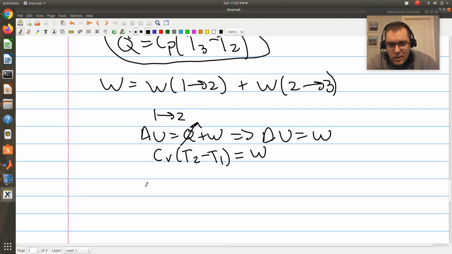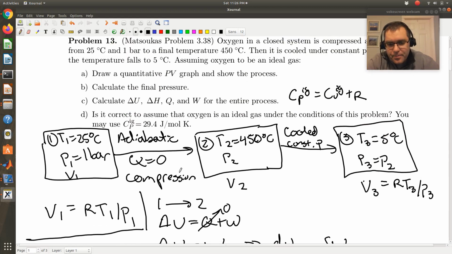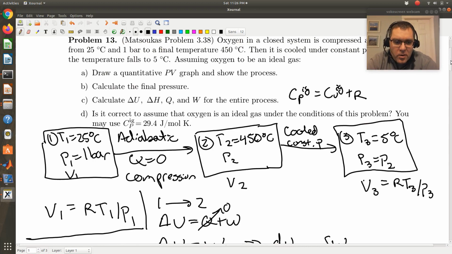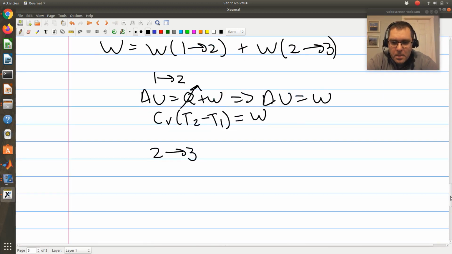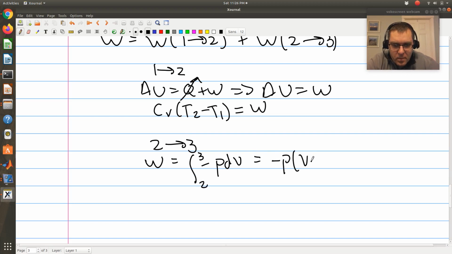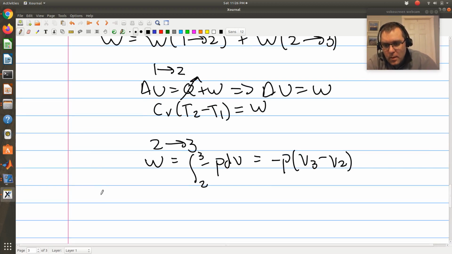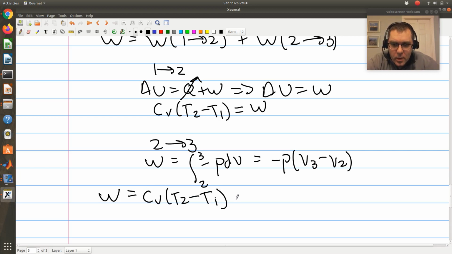Cool. Let's think now in terms of going from 2 to 3, where I have cooling under constant pressure. We had Q is equal to delta H, where my work term is just P delta V. So in cooling from 2 to 3, work is again the integral of negative P dV, where P is constant, so this is negative P (V3 minus V2). In summary, W would be Cv (T2 minus T1) minus P (V3 minus V2).